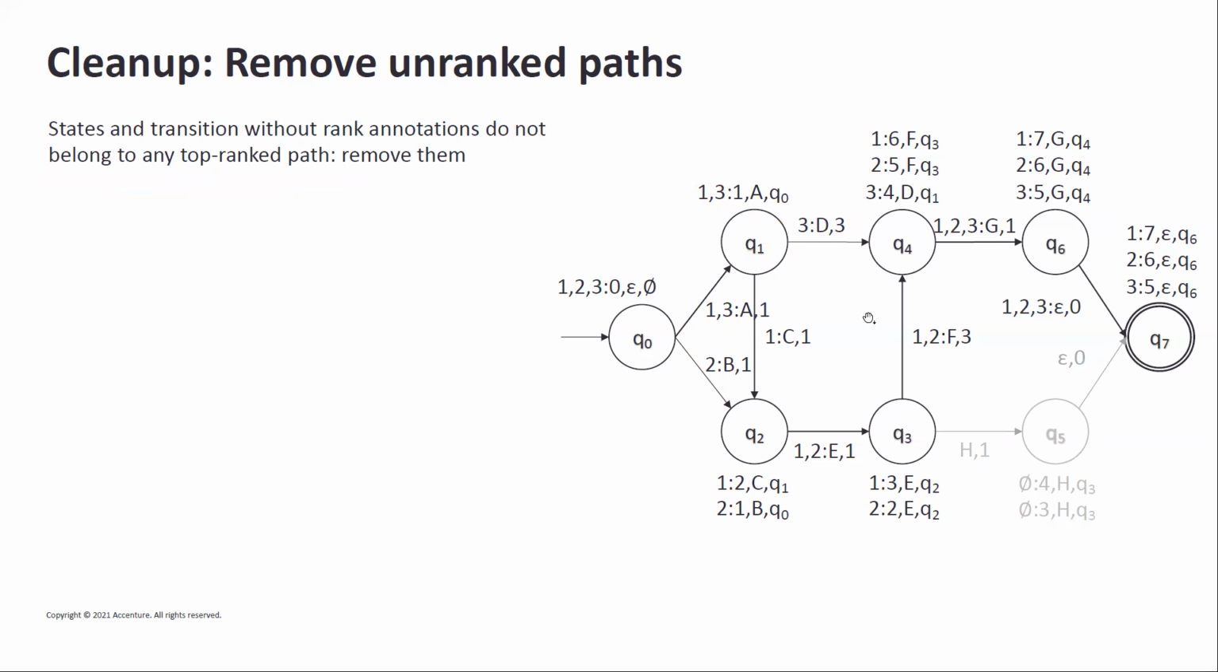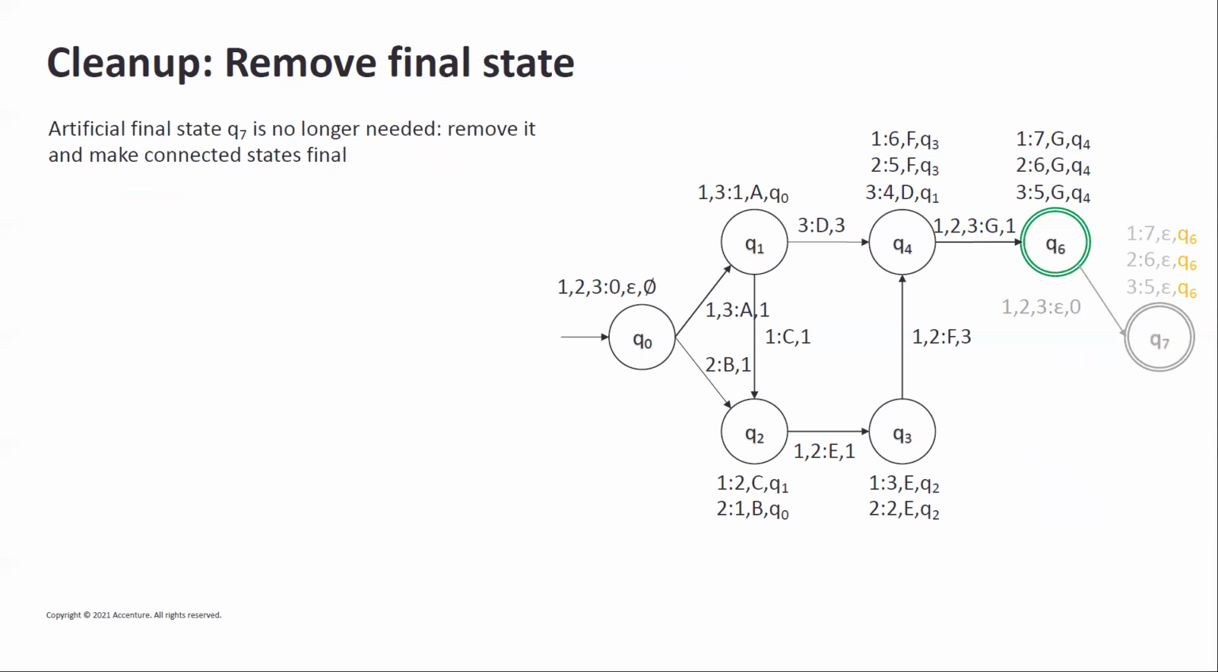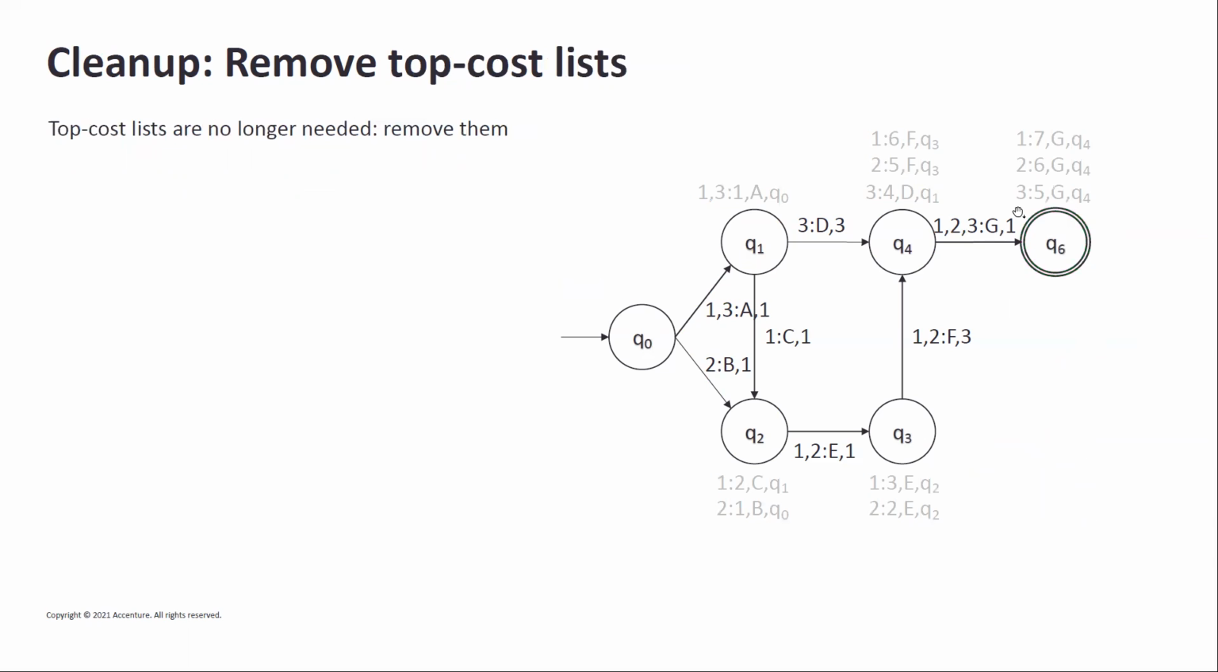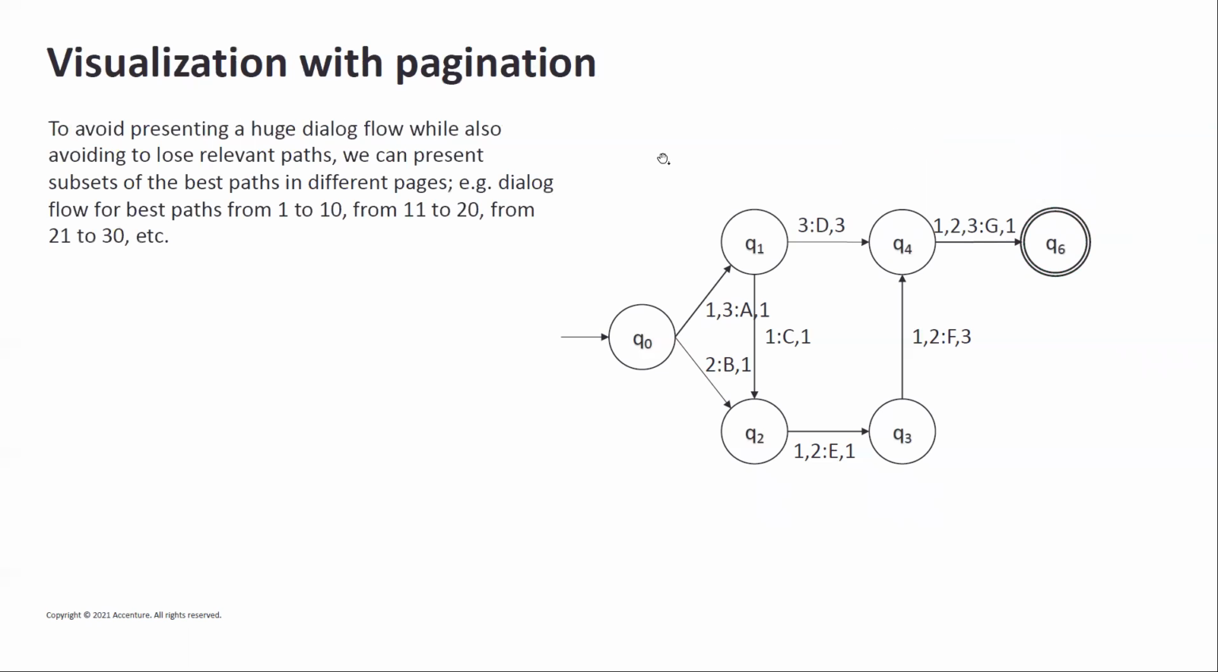So now for the cleanup, we remove the states and transitions that didn't receive any top rank. We remove this artificial additional state that we added in order to get back the remaining original final states. And then we can get rid of these lists of top scores, which are no longer necessary. So once we have this automata with the transitions labeled with the ranks of the paths they belong to, doing a visualization with pagination is straightforward.